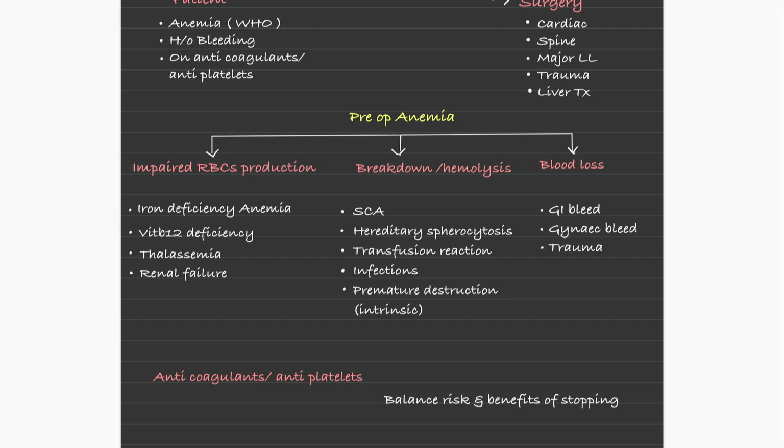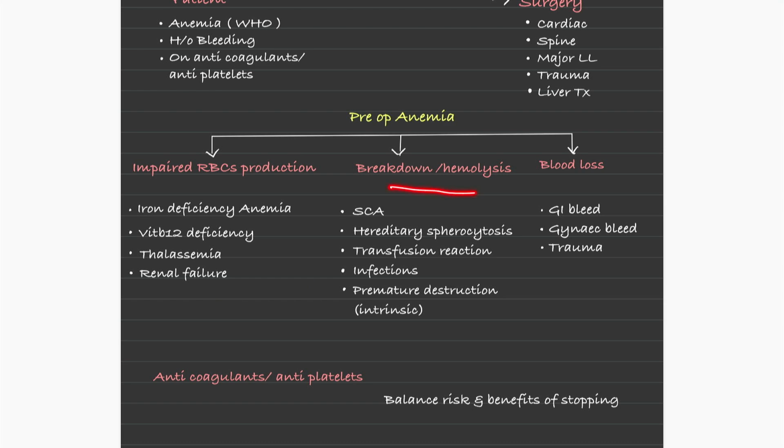Talking about causes of preoperative anemia. Preoperative anemia might be due to impaired RBC production, there is less production of RBCs, seen in iron deficiency anemia, vitamin B12 deficiency, thalassemia, and renal failure. So we have to see the cause and then correct it.